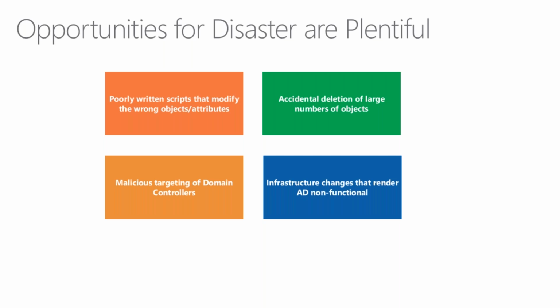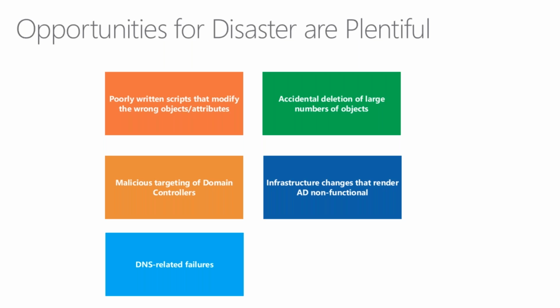Infrastructure changes that render AD non-functional, accidentally wiping out site links or subnet objects or site objects or AD objects in the configuration naming context. There's a bunch of stuff in the config naming context that you can do that is unpleasant to Active Directory. DNS-related failures: somebody accidentally deletes a bunch of SRV records and suddenly DCs are not discoverable, or they delete a whole zone. That kind of stuff. DNS is, as we know, sort of mission critical for AD being healthy and functional and doing what it's supposed to do.